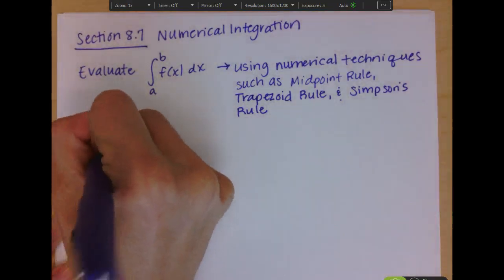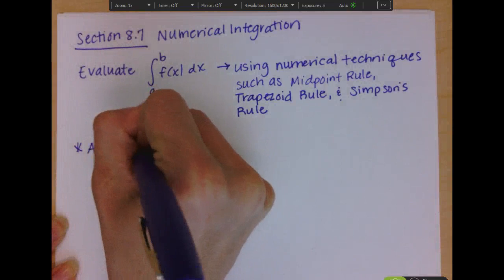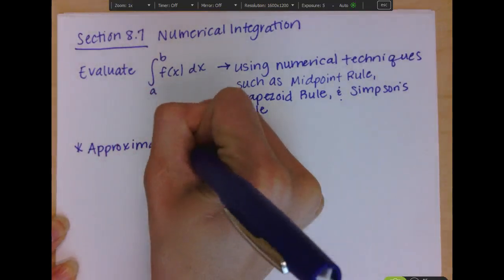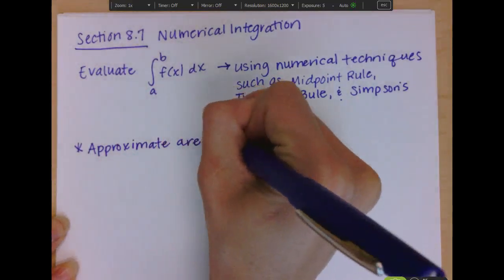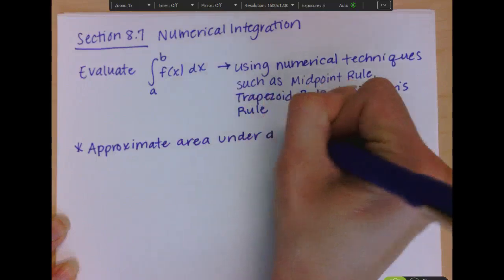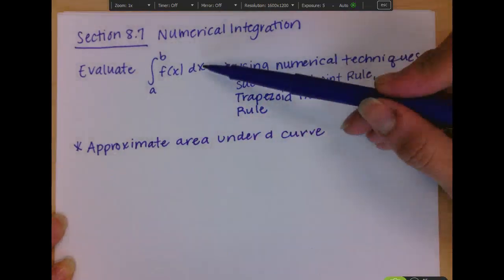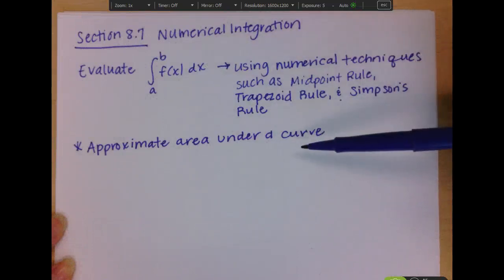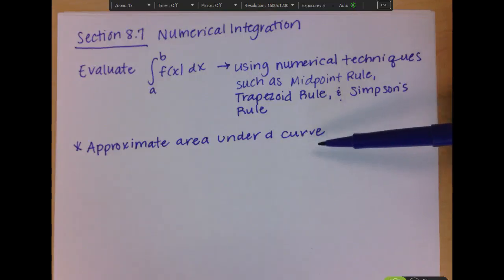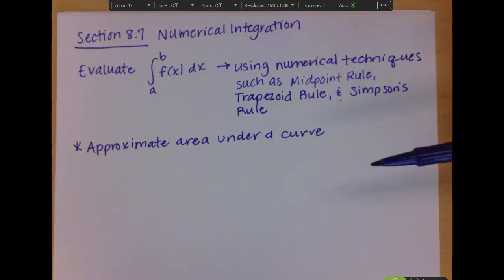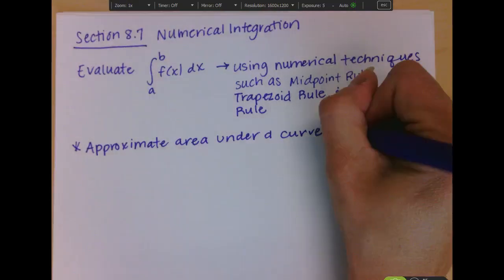Essentially what we do here is we approximate the area under a curve. So remember, that's what it means to evaluate a definite integral. It means that you are essentially graphing the curve f of x, and you're looking at its boundary with the x-axis, and you're finding the area underneath that curve.